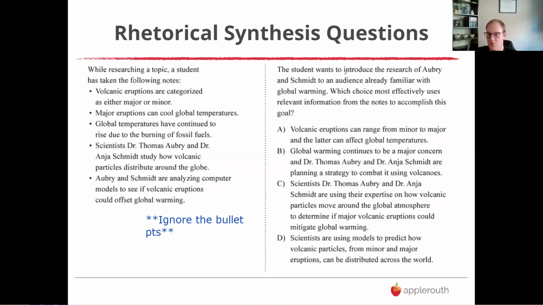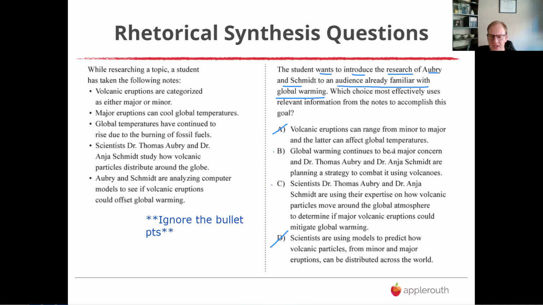The student wants to introduce the research of Aubrey and Schmidt. So let's start with that. This does, I can say without looking at the left side, does not mention the two people. So there's no way that introduces their research. B mentions them, C mentions them, D does not. And now we just need to look at this part, an audience already familiar with global warming.